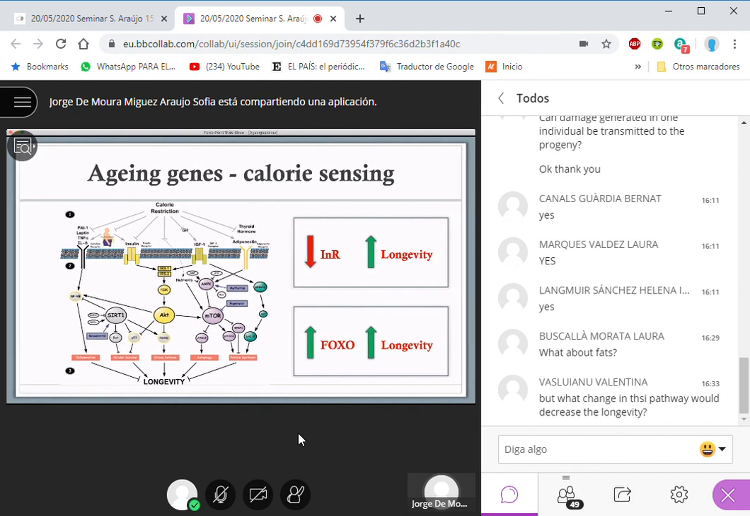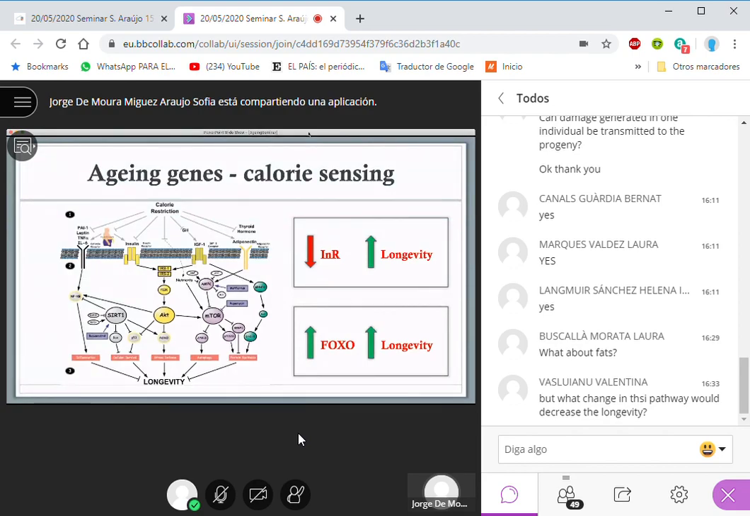Okay. What change in this pathway would decrease longevity? Well, in this case, you don't really decrease longevity. The changes that we can inflict in this pathway are for increasing longevity. As far as I know, there is no known mutation in this pathway that makes a progeroid syndrome. So there's no individual with a mutation, or a worm with a mutation, in a pathway like this which will age faster, if that was your question. So this one only increases longevity.